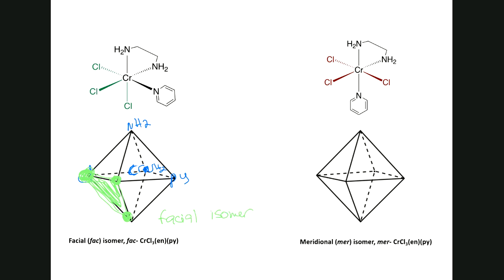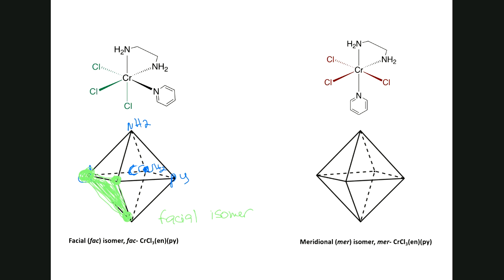So basically, if I gave you the same formula, there are two different ways in which you can arrange your chlorine atoms. In one case, they are all 90 degrees from each other, and that takes up one whole face, and that becomes a facial isomer. The other way you could have chosen to draw this is with two of your chlorines 90 degrees from each other, and then two of them 180 degrees from each other.